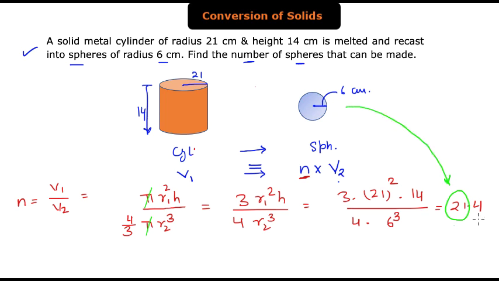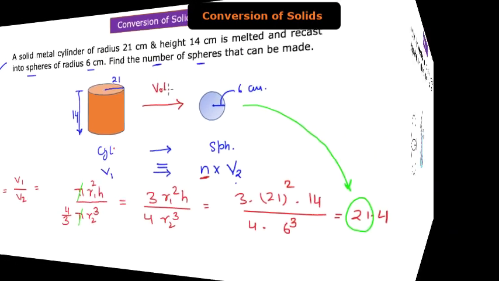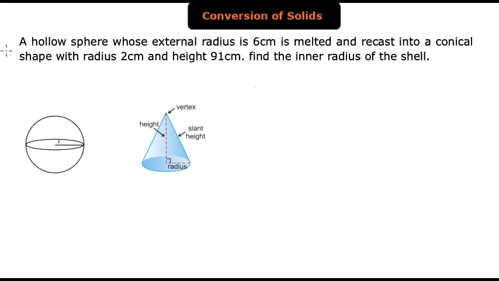Or to be precise, we can make 21.4 of a sphere. So the key principle in this entire discussion is that as you are converting from one object into another, one thing that remains constant is the volume. Alright, so let's take a look at this example.